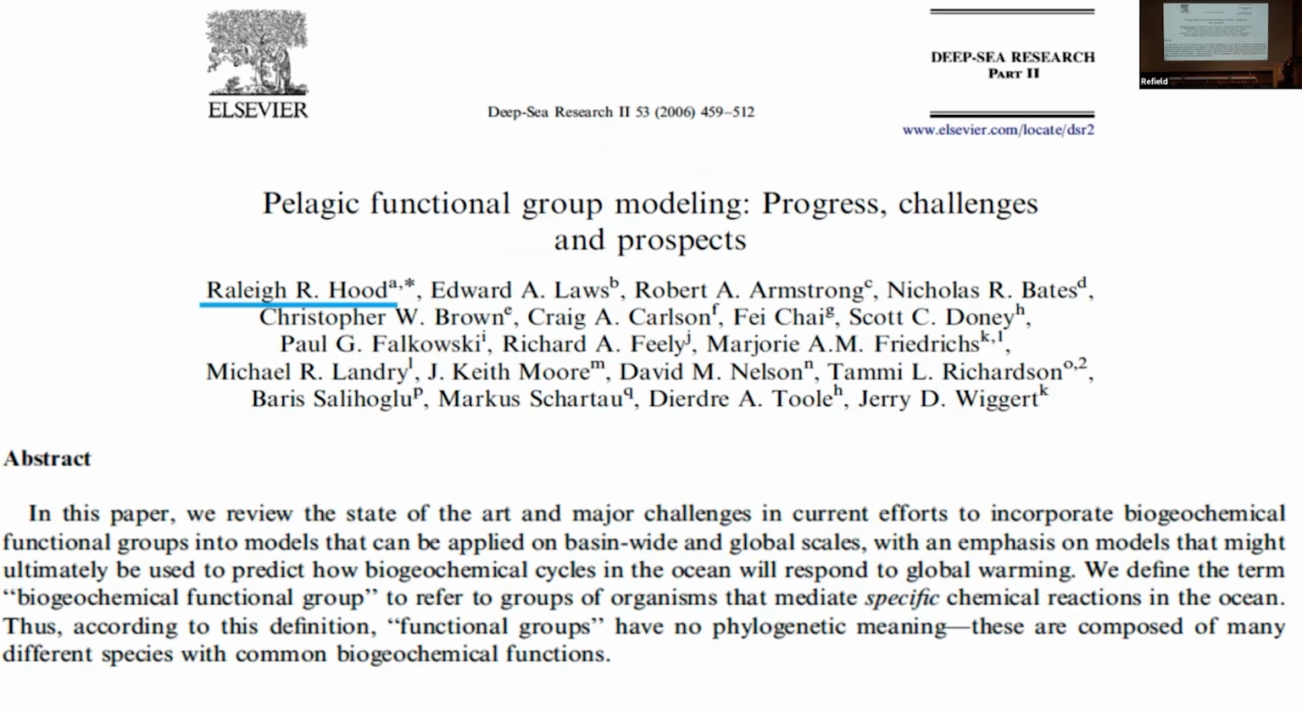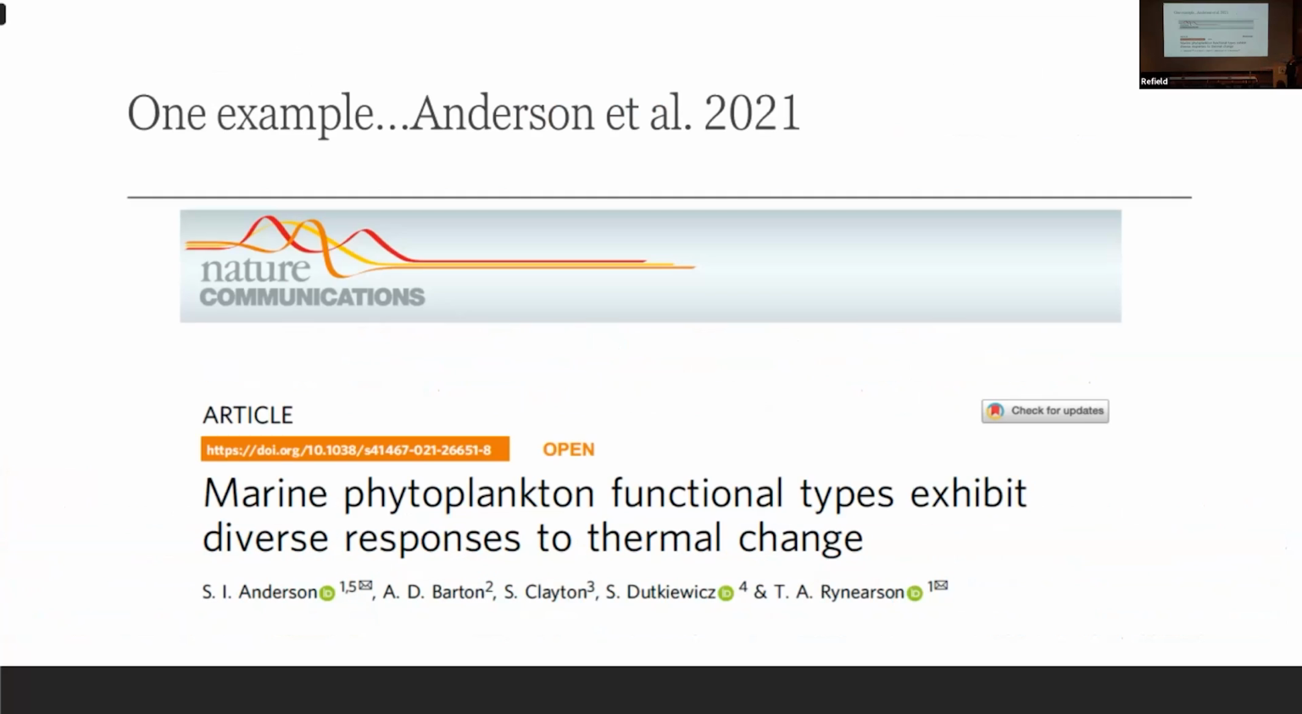Everything's fine. But a bunch of years ago, Raleigh and Ed Laws got a group of folks together to talk about this idea of pelagic functional group modeling. Note that this was published back in the dark ages, 2006. We got together and talked about the state of the art and major challenges in current efforts to incorporate biogeochemical functional groups into models. I think I can conclude that we have successfully done that now, and it's way more routine than it was, at least at this point in our scientific pathway.